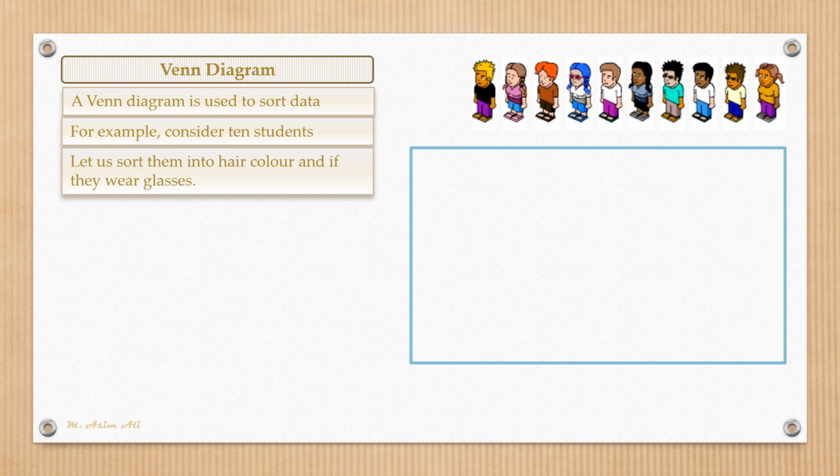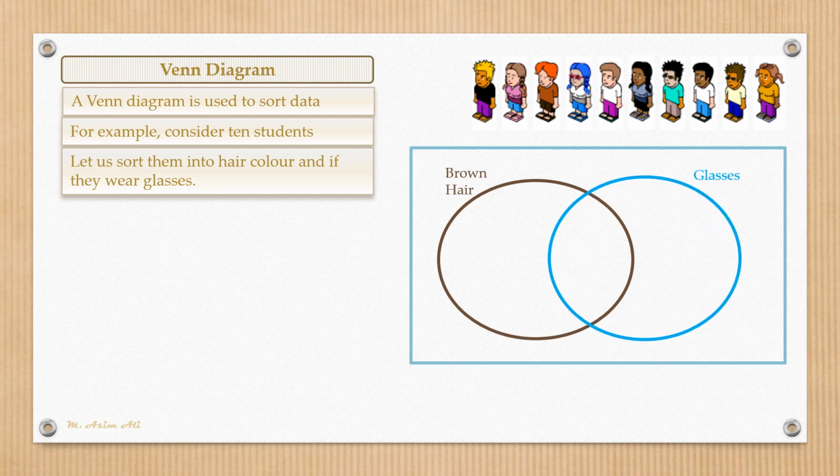A universal set is the largest set which contains all the small sets, and then we are making a set of brown hair students. All the students who have brown hair will come inside this set. And secondly, we have another set labeled glasses. All the students who wear glasses will come inside this set. And the students who have brown hair and glasses will come in both of the sets, in the overlapping part of the sets, which is in the middle. You can see where the two sets overlap each other.